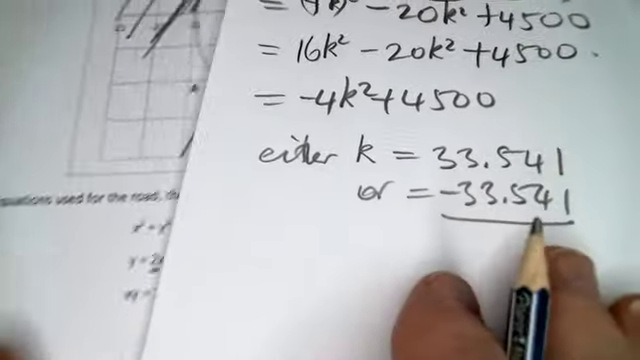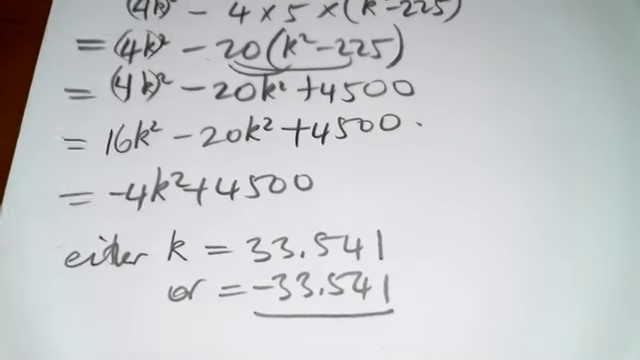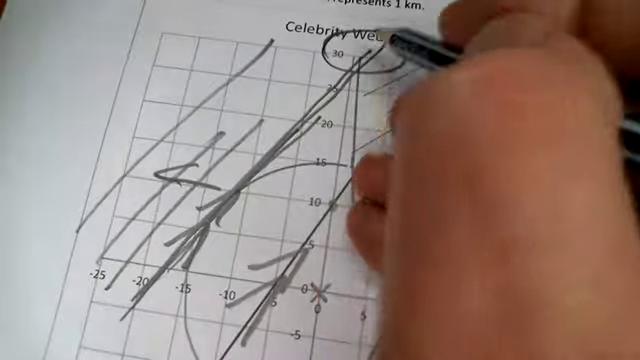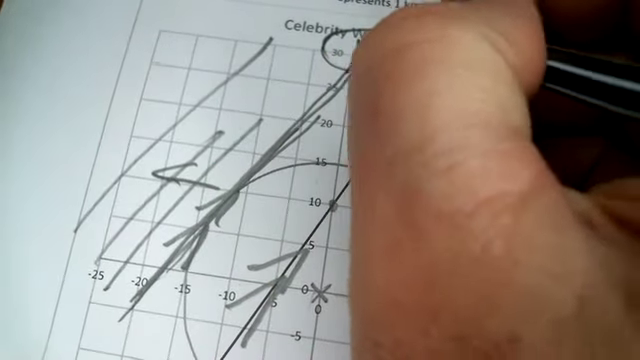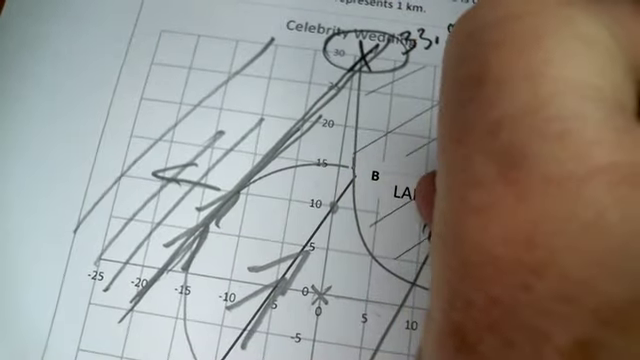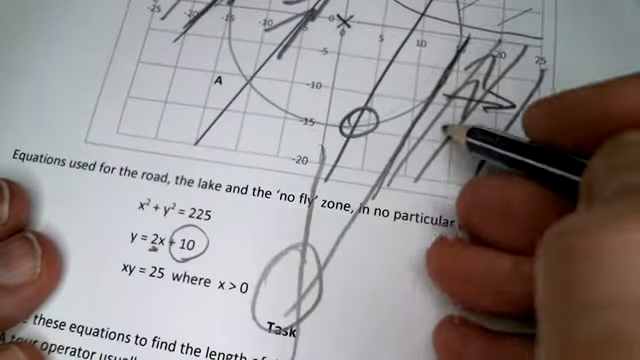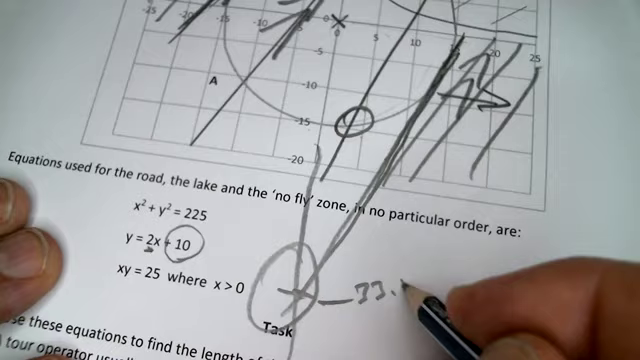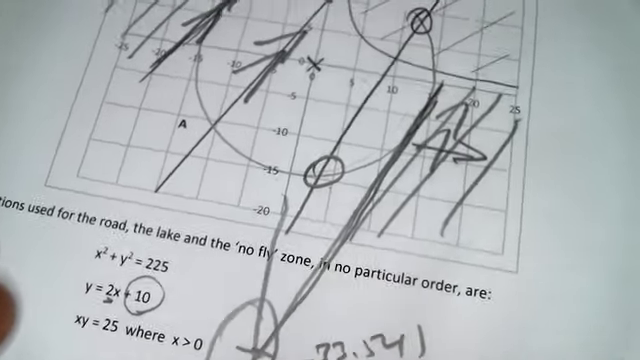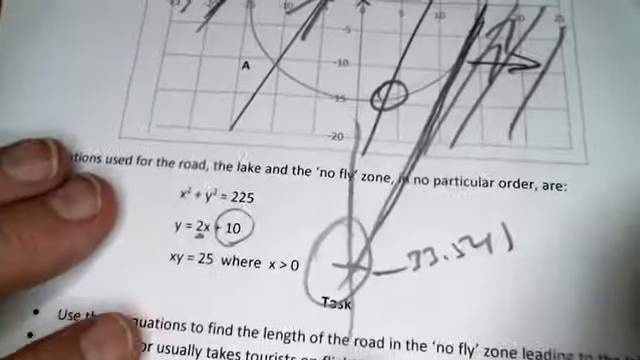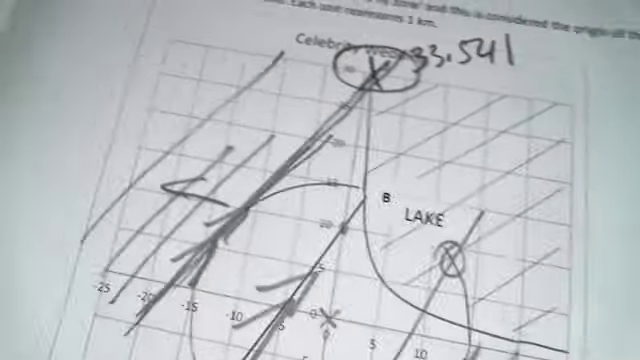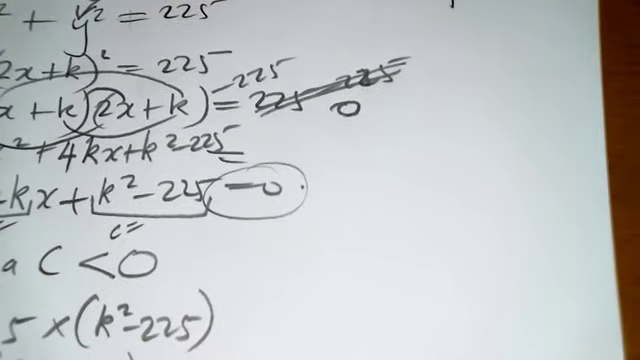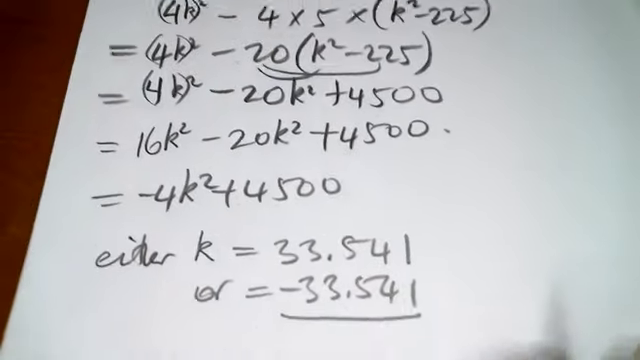Well, what have we found here? We found the intercepts. So the intercept's either going to go all the way up here and cross at 33.541 or crossing down here at -33.541. That's what that means. Okay, so what you need to say here is that you found intercepts.